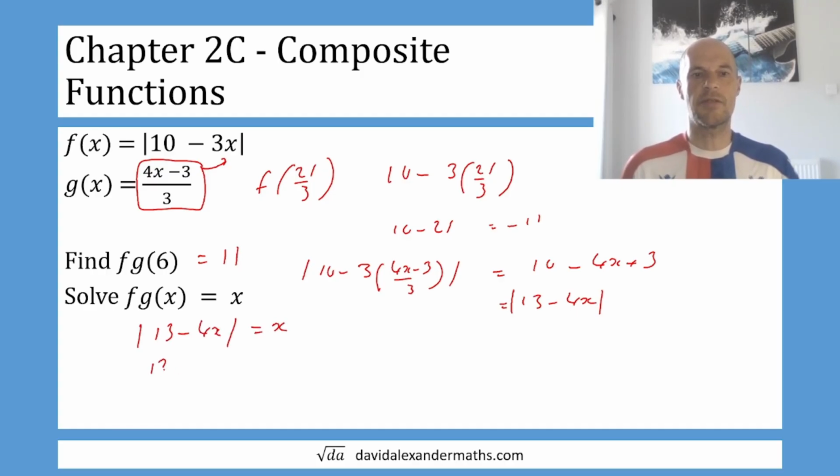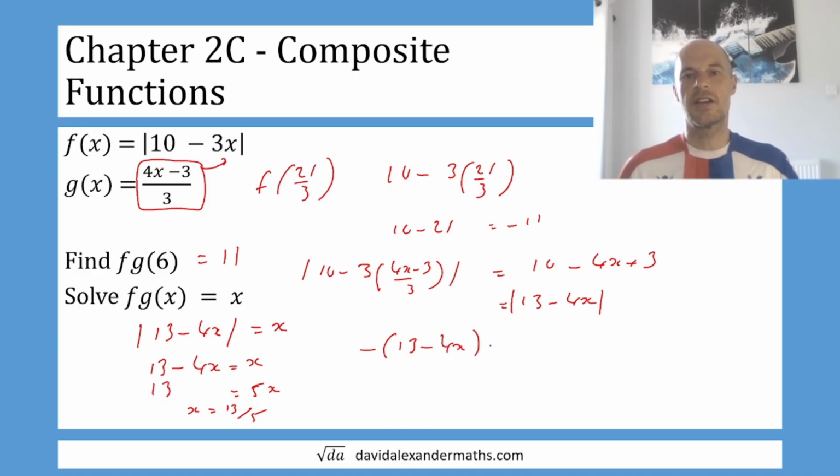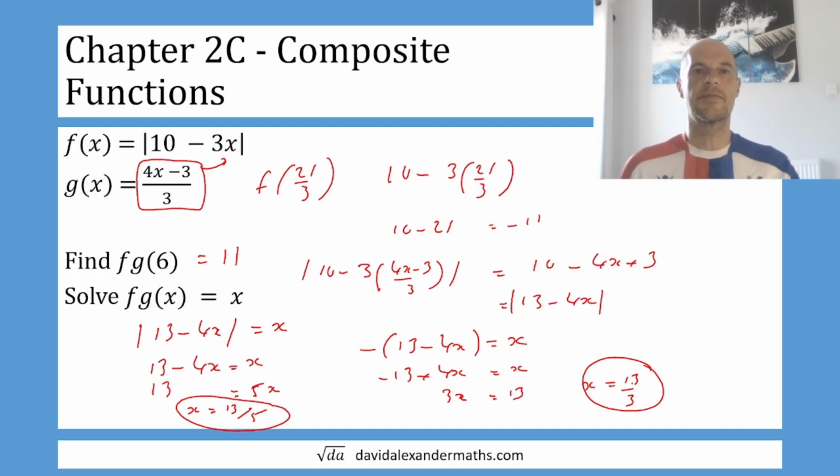So first of all, I can simply write 13 take away 4x equals x. Add 4x to both sides, giving me 5x, so 5x is 13, so x is 13 over 5. And it's also minus (13 take away 4x) equals x, or 13 take away 4x equals negative x. So that's minus 13 plus 4x equals x. I'm going to take away an x from both sides and add 13 to both sides, so x is 13 over 3. So two solutions, 13 over 5 and 13 over 3.